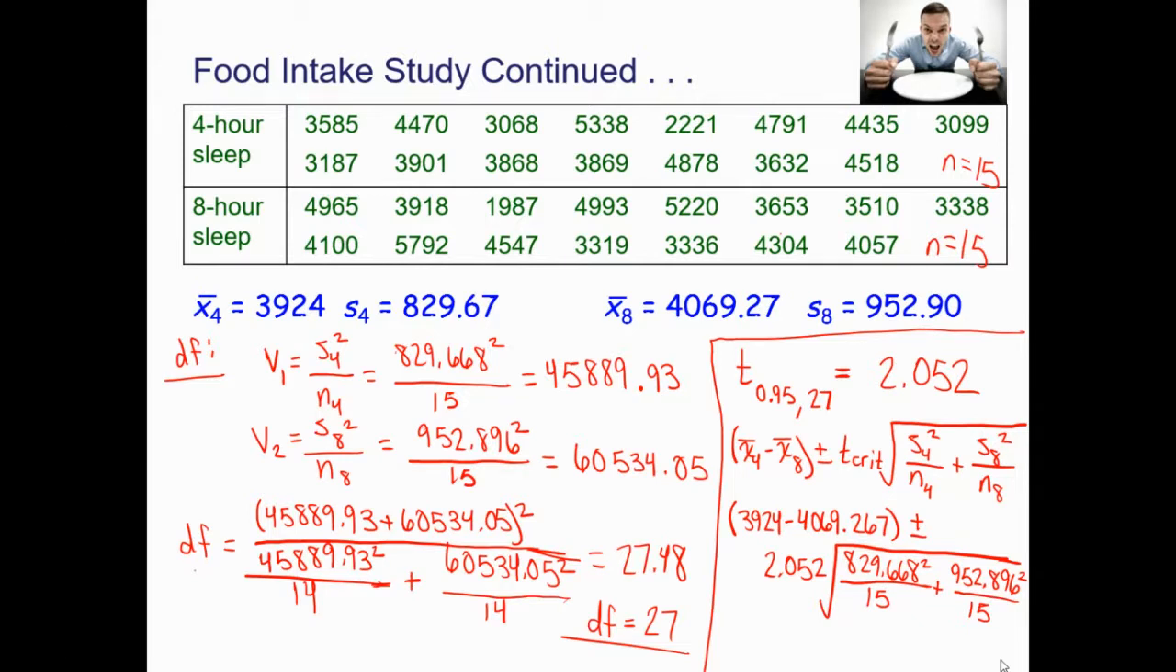Again, saving us time. When you calculate all of this out, you would get that your interval is negative 814.68 to 524.15. That's your interval.